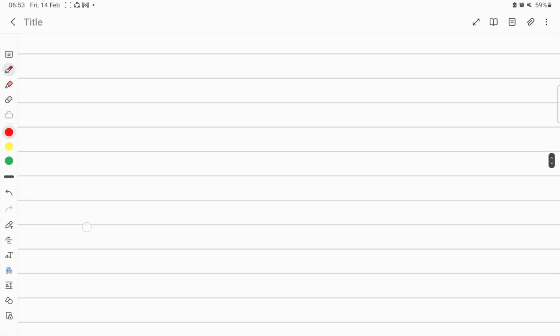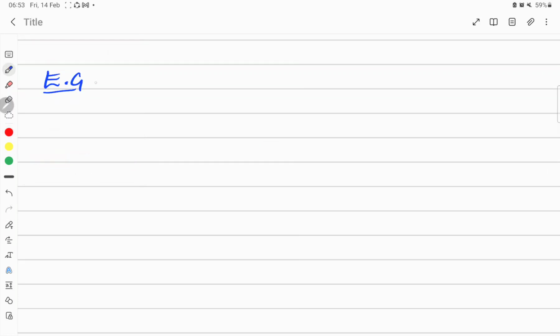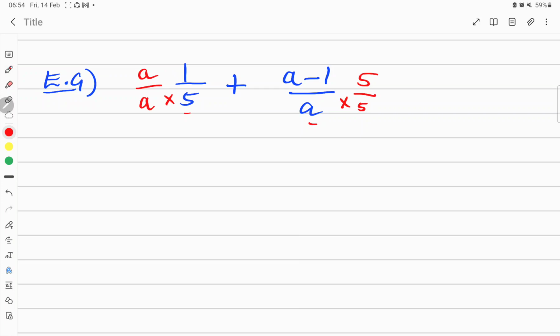Where's the example? Okay, let me just write it here. Example. Let's say you have 1 over 5 plus a minus 1 over a. Remember, I said when you have different denominators, you must times by. Here I'm going to times by 5 over 5 because I want my LCD to be 5a. Remember, you must check 5 and a is 5a. Then here I'm going to times by a over a. Then my answer is going to be a times 1, which is a. 5 times a, which is 5a.